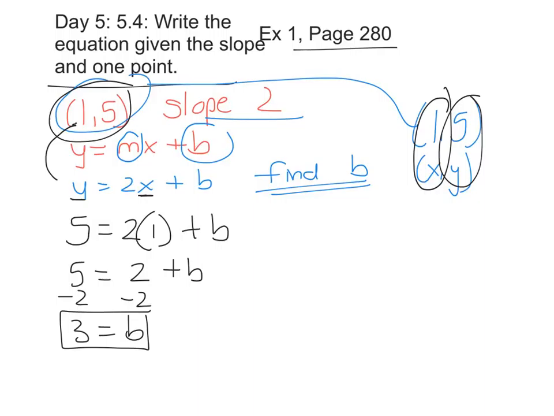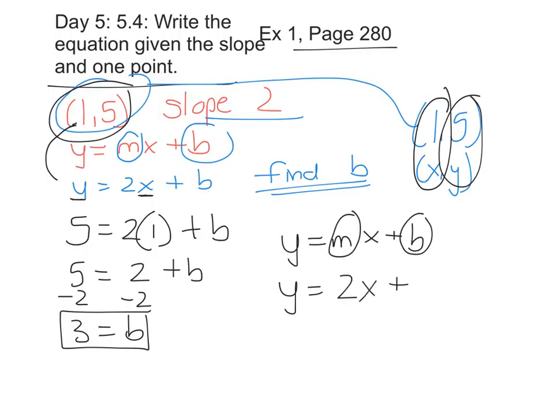So 5 equals 2 times 1, which is 2, plus b. Subtract 2 from both sides, and we now know what our y-intercept is. b equals 3. We go back to the original equation, back to the mantra, y equals mx plus b, now filling in the m and filling in the b. The m we knew was 2, and the b we now know is 3. And we have just written the equation of that line.